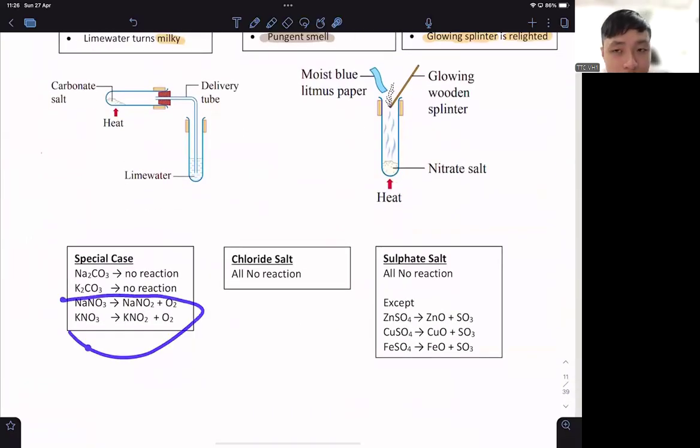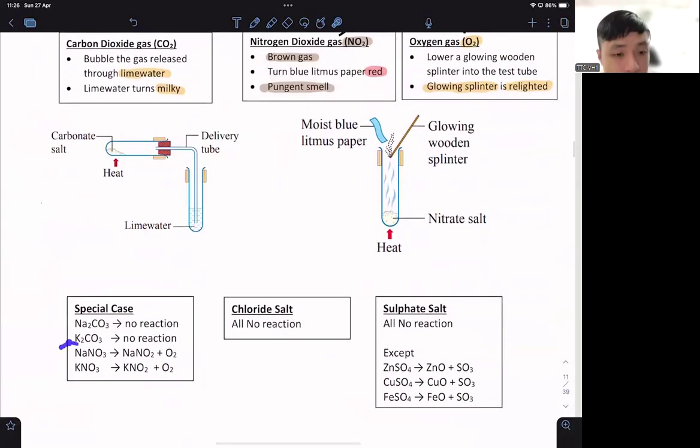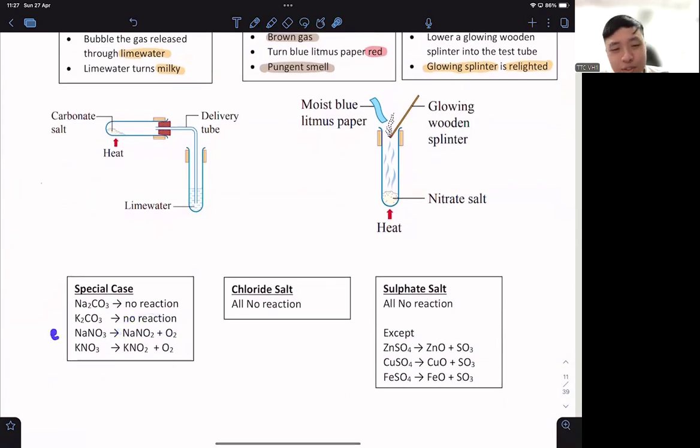When you heat nitrate, mostly you get this, but there is an exception, a special case. When you heat NaNO3, you produce NaNO2 and O2. When you heat KNO3, you produce KNO2 and O2. This only sometimes comes out in objective questions, a bit tricky. Then chloride salts: no reaction when you heat. Sulfate salts also mostly no reaction, except when you heat zinc sulfate, copper 2 sulfate, FeSO4: you produce oxide and sulfur trioxide.